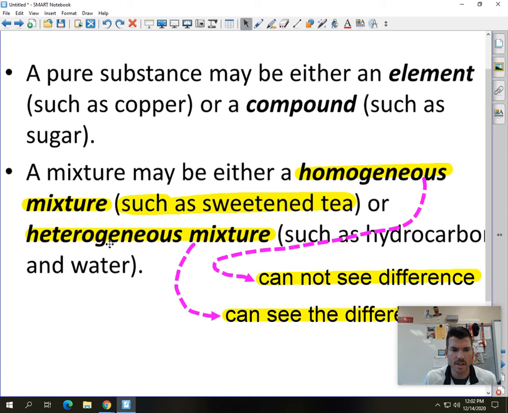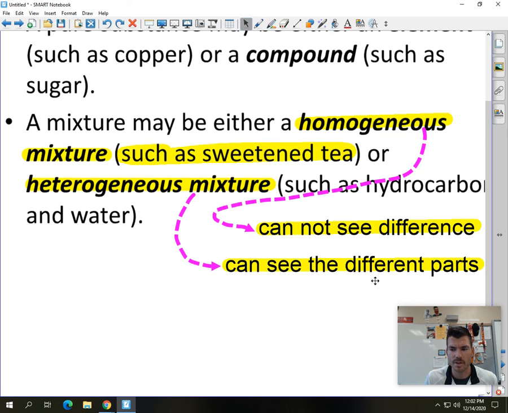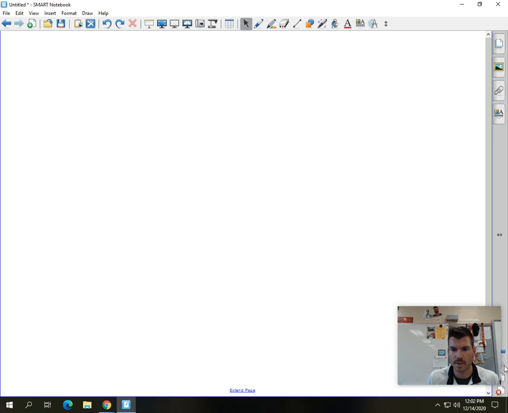However, a heterogeneous mixture, however you'd like to say that, you can see the different parts. So if I took nuts and bolts and mixed them together, I could see the different nuts and bolts. Or if I bought trail mix at the store, you can see the peanuts separate from the M&Ms, separate from the raisins. That's an example of a heterogeneous mixture. You can see the different parts.